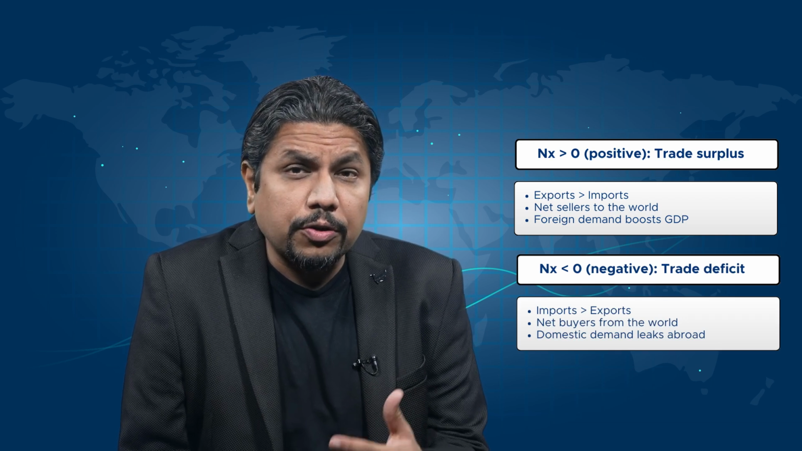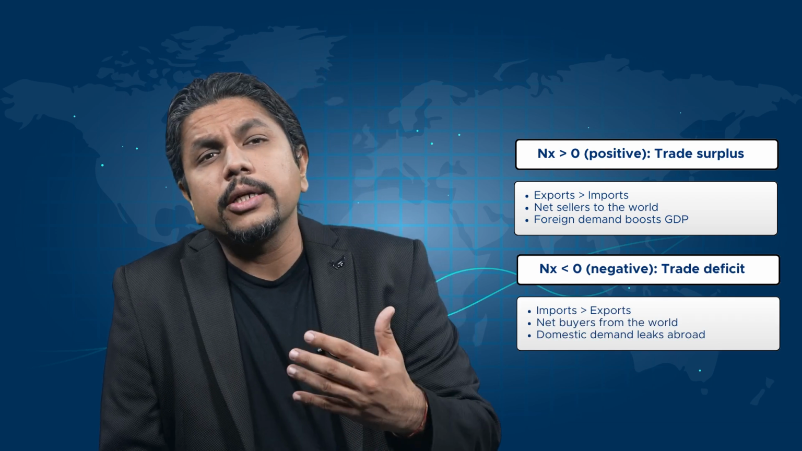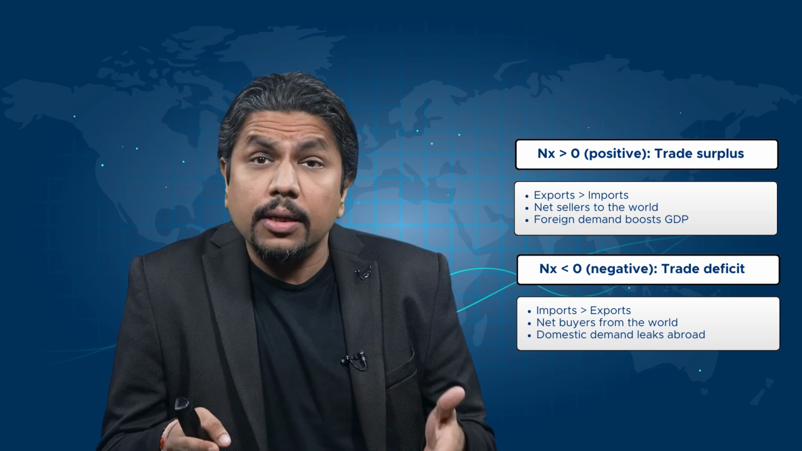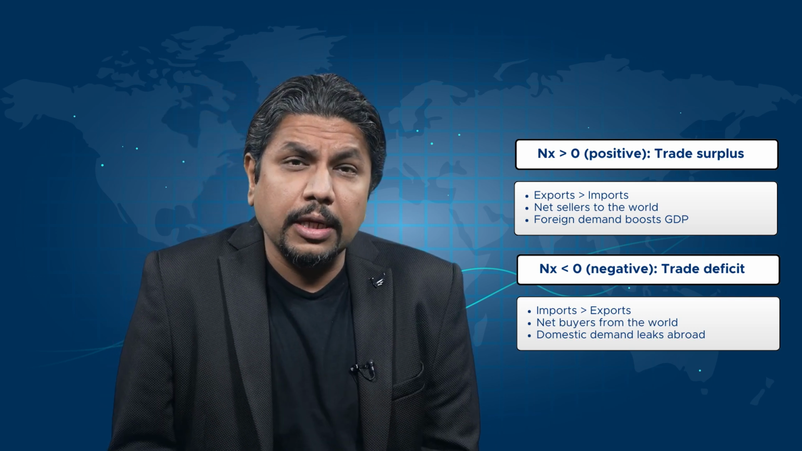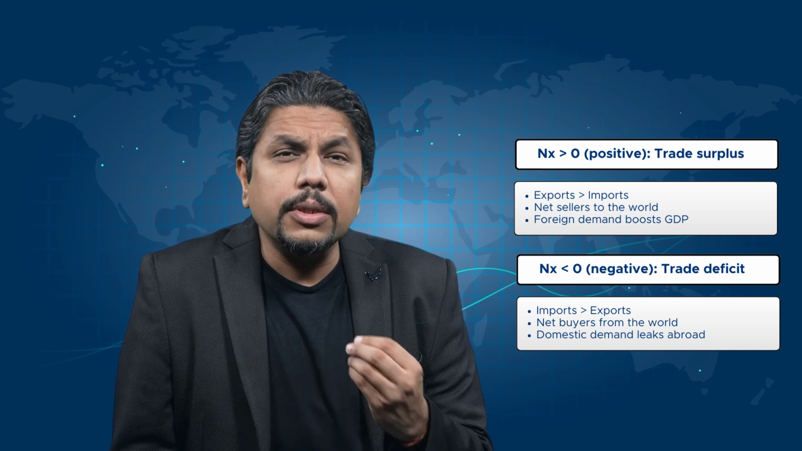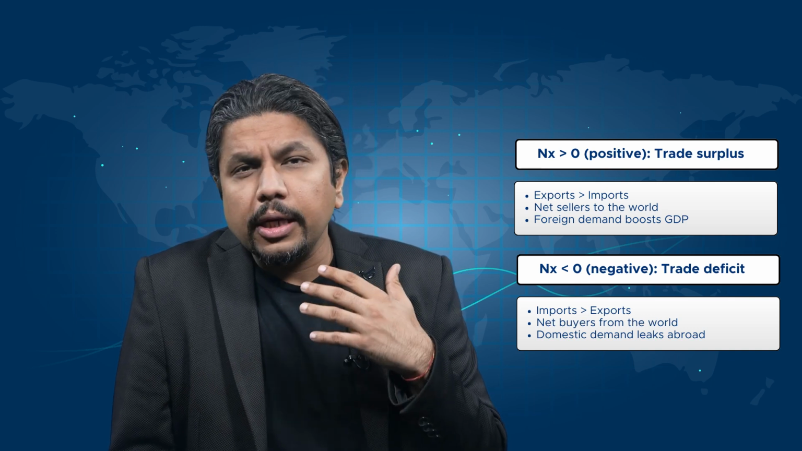So for example, if net exports is positive, then what it means is that we are net sellers to the world. Our exports are higher than our imports, and foreign demand is adding to our GDP. That is, we have a trade surplus. When net exports is negative, that means that we have a trade deficit. We are net buyers from the world and some of our domestic demand is leaking out to the foreign producers as imports.